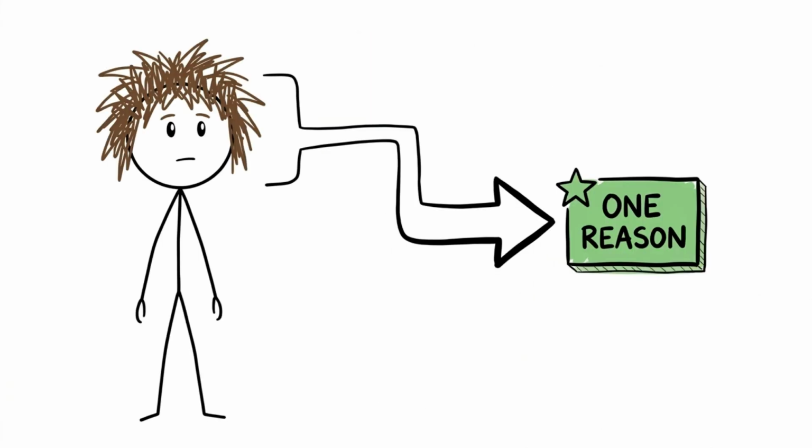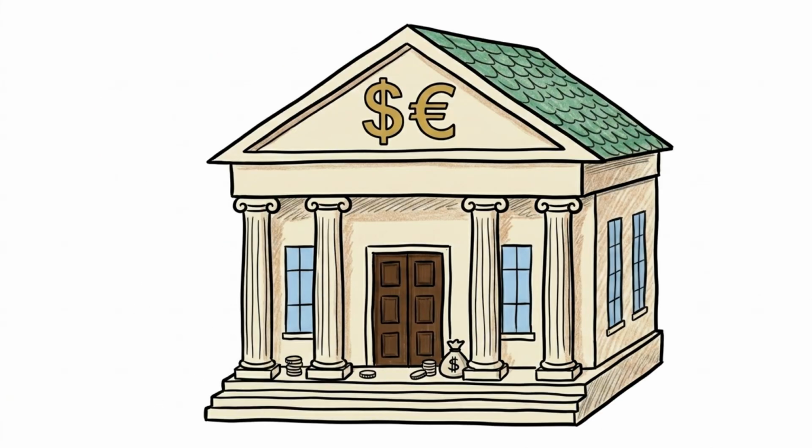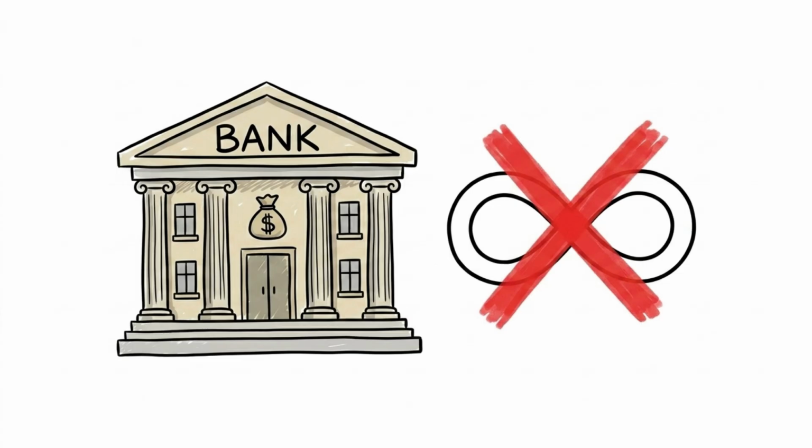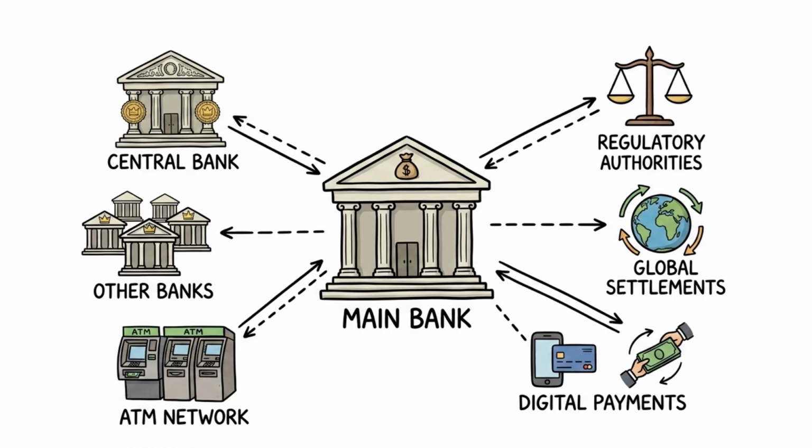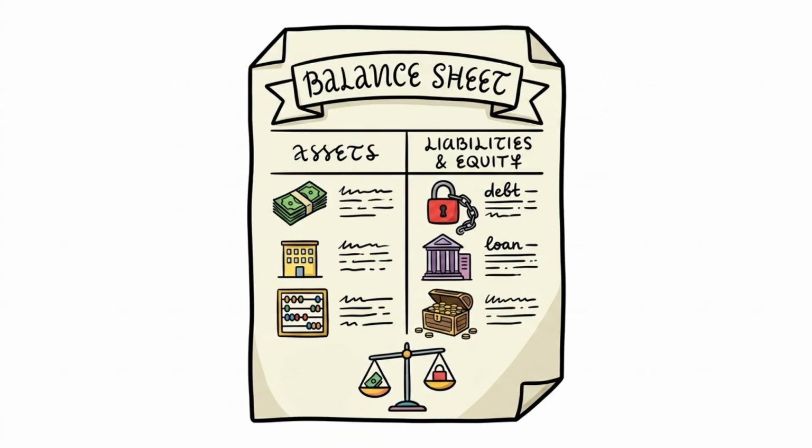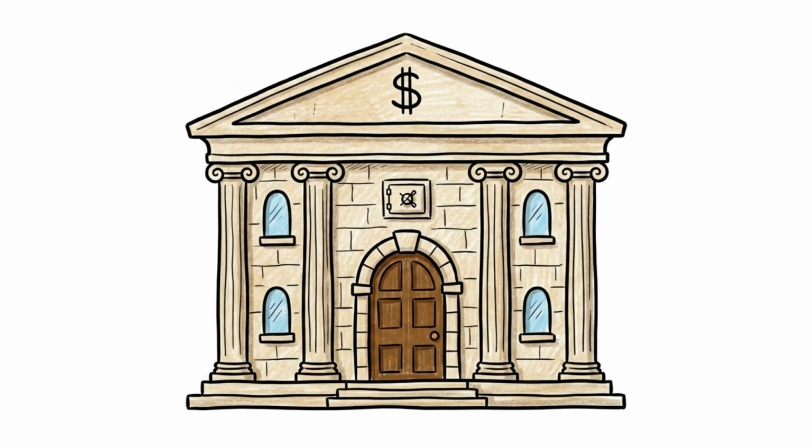This is one reason the old story is misleading. Banks don't simply create unlimited deposits and forget about the rest of the banking system. The payments have to clear. The balance sheets have to work. The bank has to remain solvent and liquid.